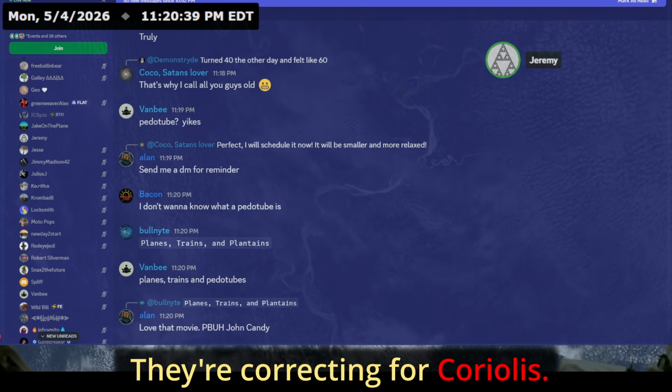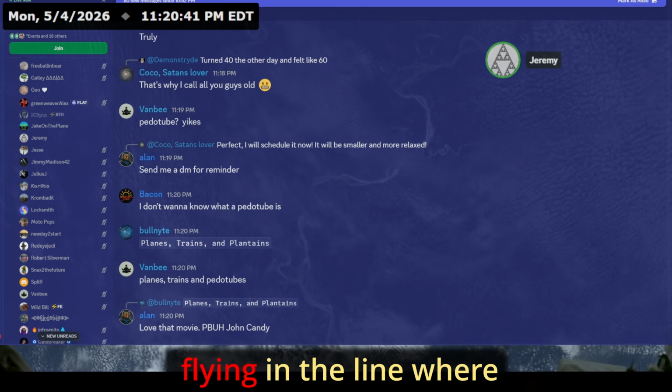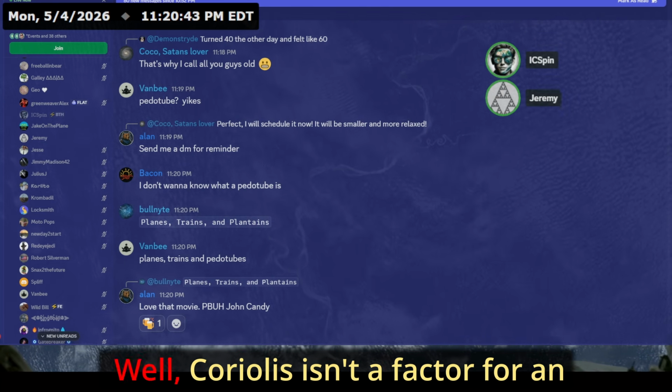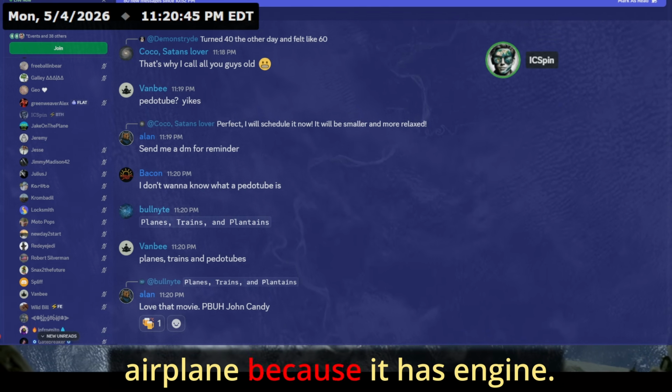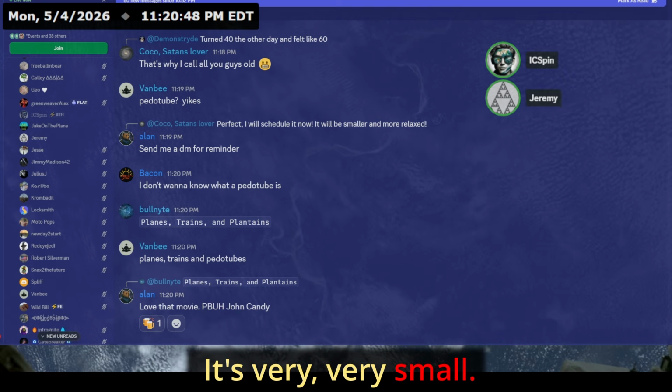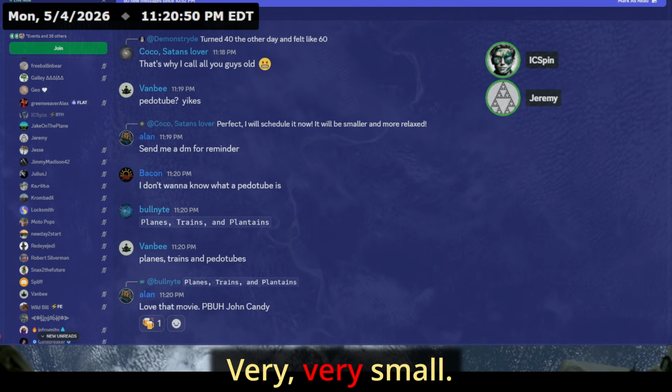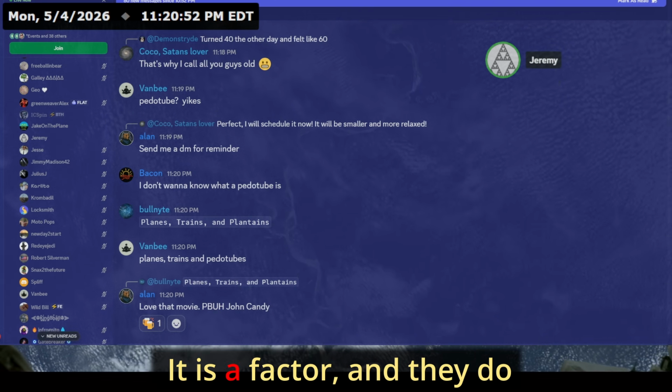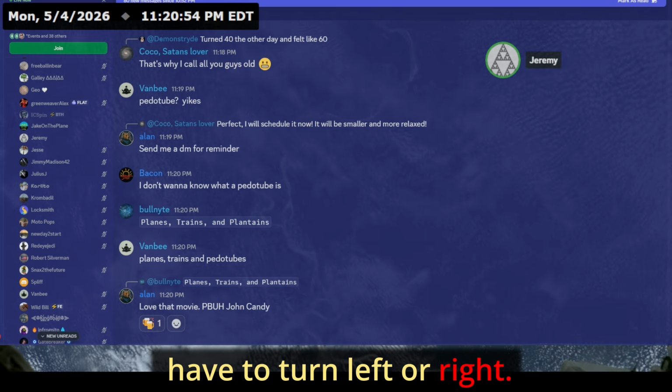They're correcting for Coriolis. They're straight up admitting they're not flying in the line where you don't turn left. Well, Coriolis isn't a factor for an airplane because it has an engine. It's very, very small. That's crazy. Look, it is a factor, and they do have to turn left or right.